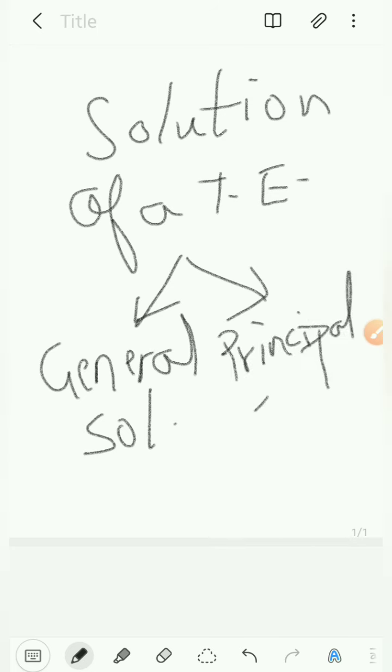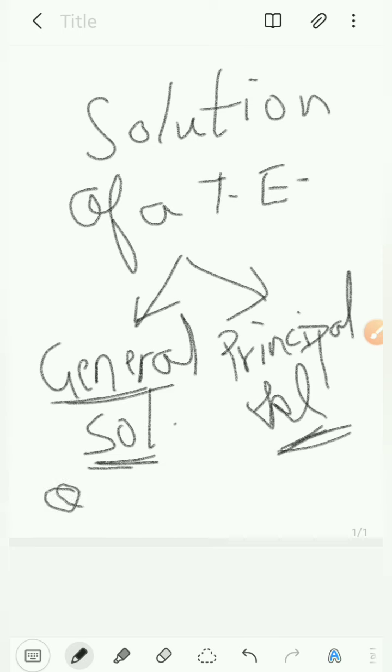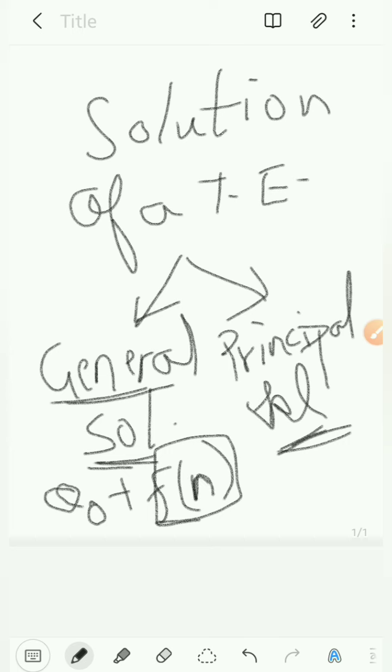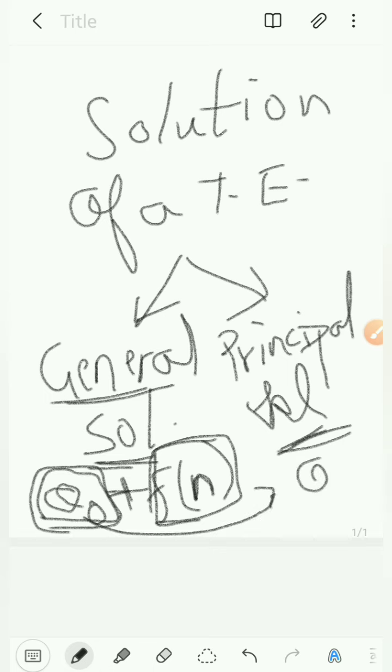In your syllabus, it will ask you to solve the equations, and in those you have to find the general solution of an equation which will be given in the question, and you also have to find the principal solution. So remember, the standard form of general solution will be theta naught plus f of n, where f of n is a function and this n belongs to an integer. So you will have a function plus an angle. This angle theta naught is your particular solution.